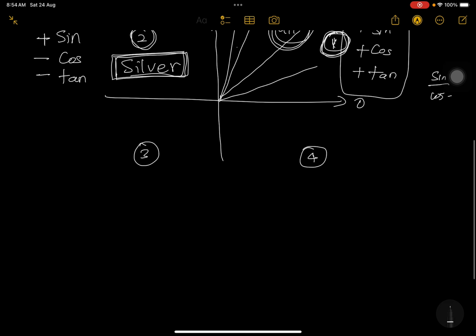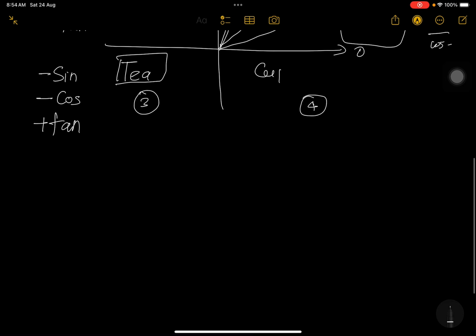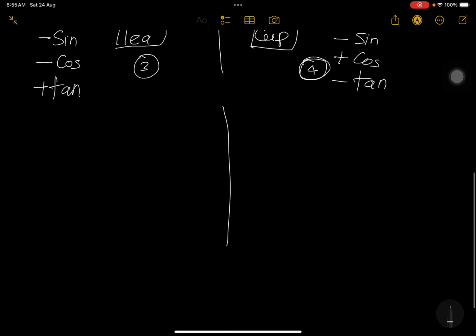In the third quadrant of the circle, it is called T. T means only the tan value is positive. All other values are negative, tan is positive. In the fourth quadrant, it's called C for cos. Why? Cos is positive, yes. The sine value is negative, cos is positive, tan is negative. So: All Silver Tea Cup. You have to make a note of this.